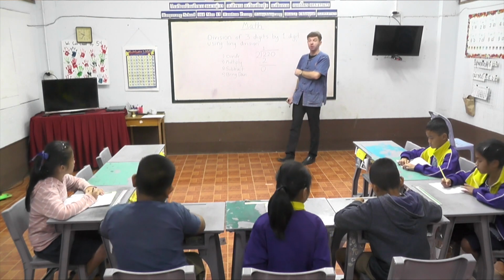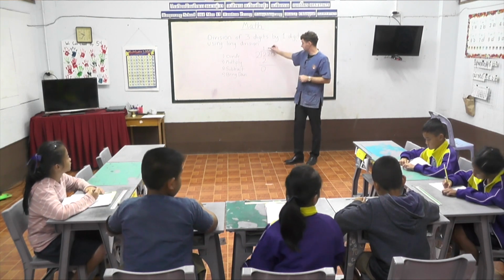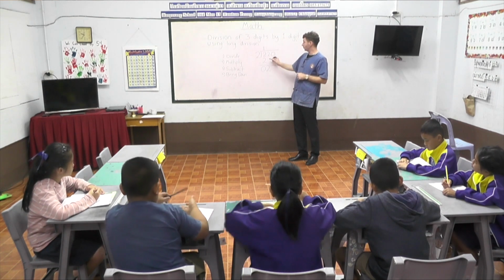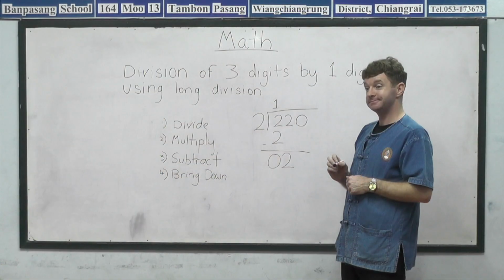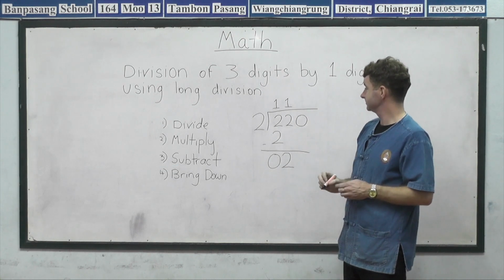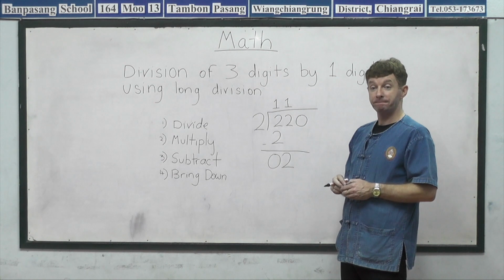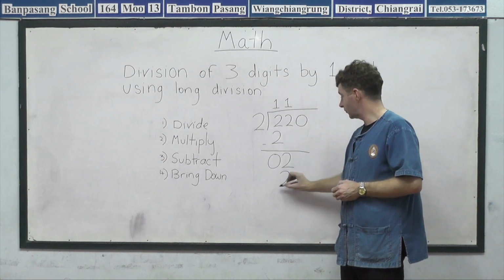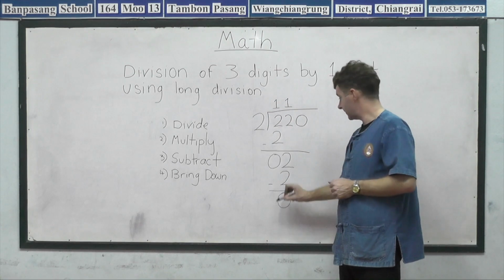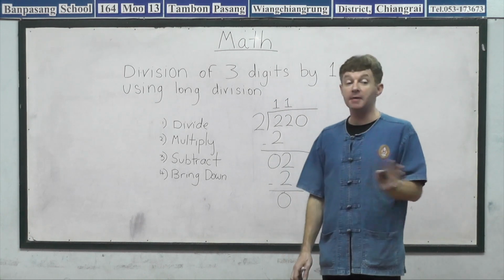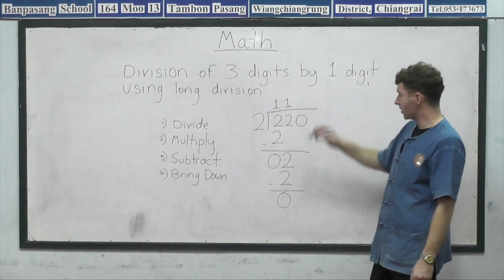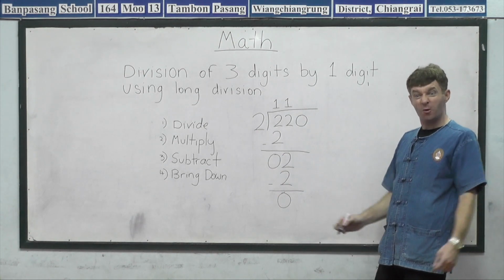So once we get to 0, we know we're fine. The next step is to bring down. 2 divided by 2 equals 1. It's the same process again. 2 times 1. 2 minus 2 equals 0. And once we get to 0, we know we're fine. No remainders, we can move on to the next column. And our next step is to bring down. What are we bringing down? 0.